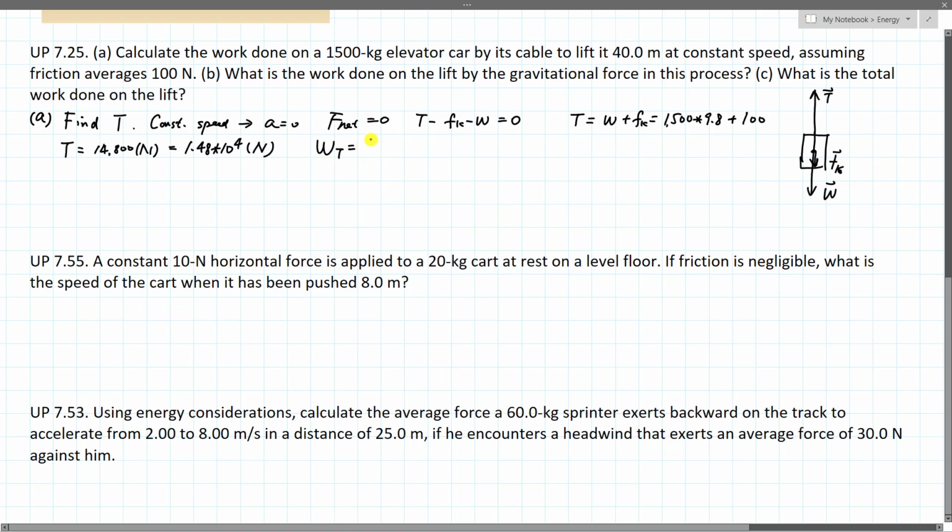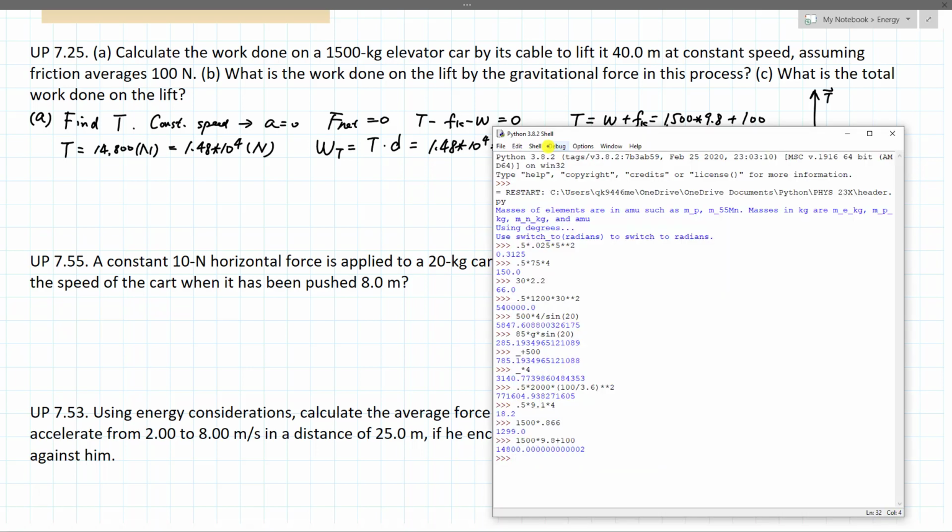So work done by tension should be tension times displacement, and they're in the same direction, so the cosine is ignored. And 1.48 times 10 to the 4th power is the force. Then the displacement is 40, as stated on the question's text. So I'll just bring out the calculator and recall the last answer, that's an underscore. So then times the 40 meters distance. So now I reach hundreds of thousands, 592,000.